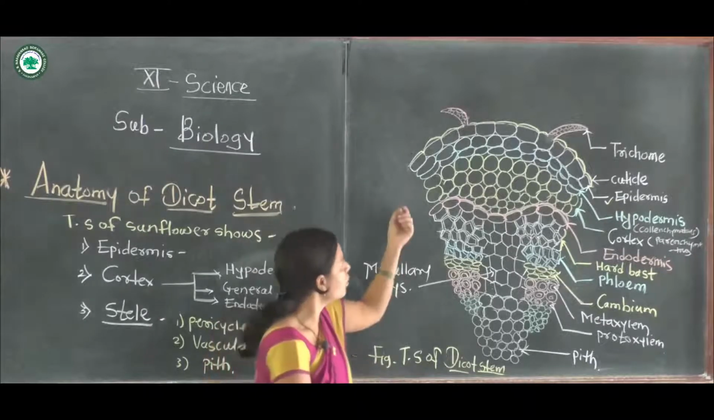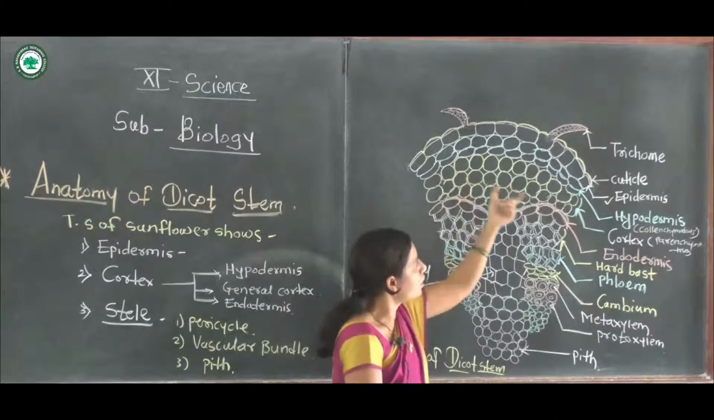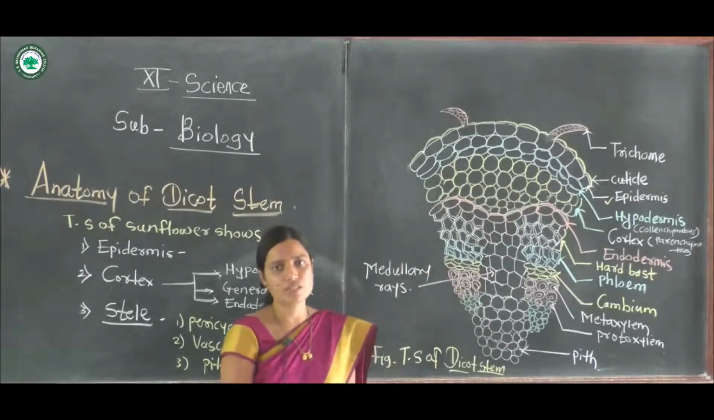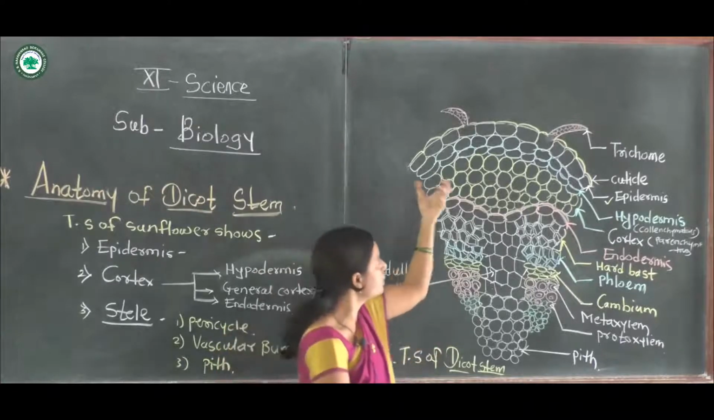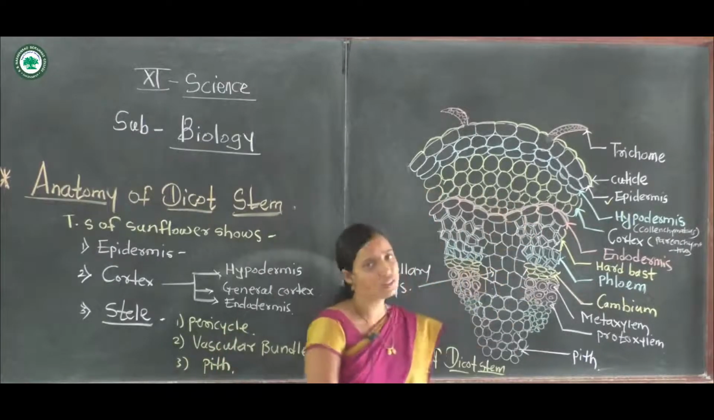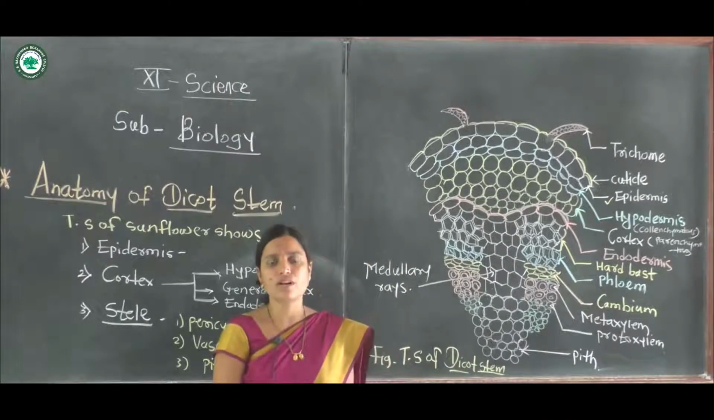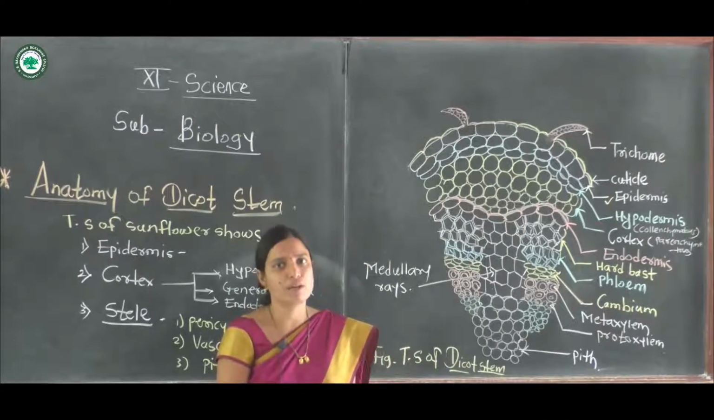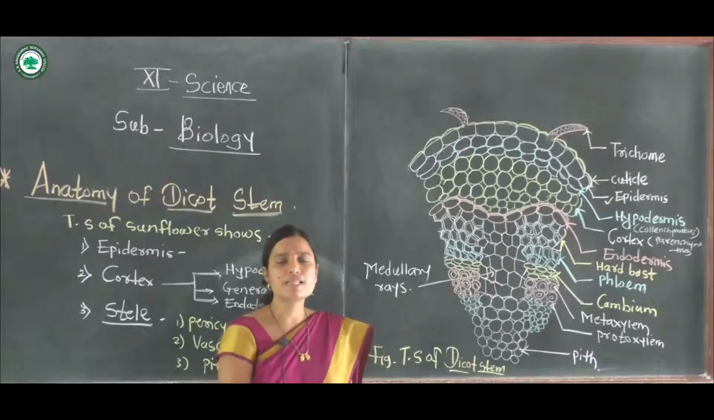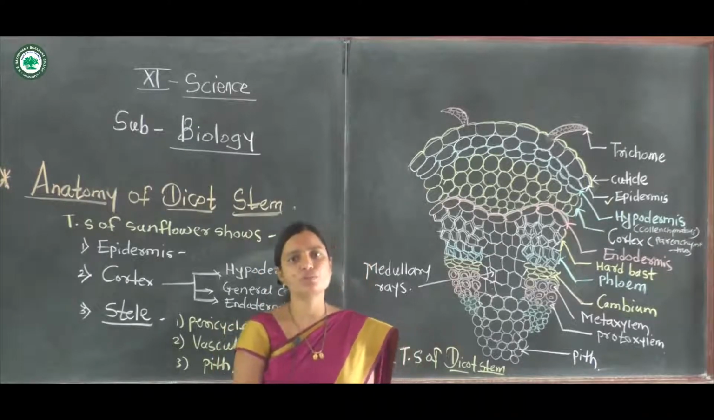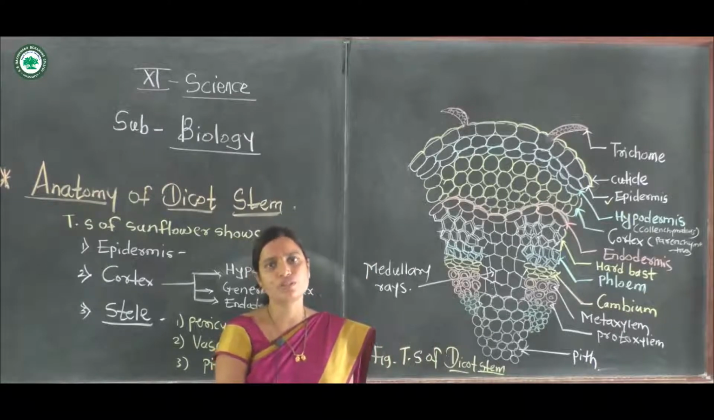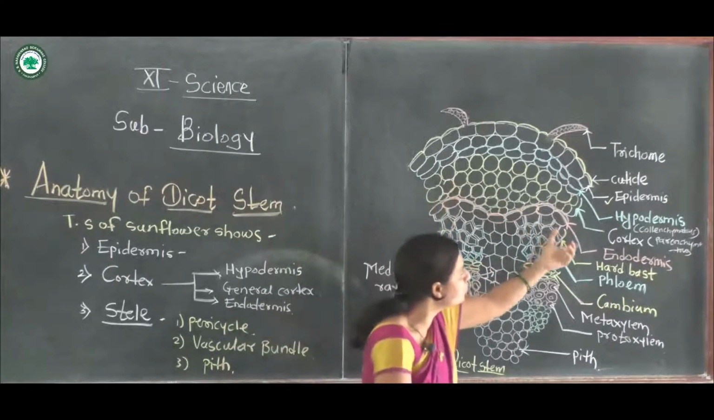Now the next layer is the general cortex. The cortex has several layers, five to seven layers in the cortex region, and this region is called the general cortex. The general cortex cells are made up of parenchyma tissue, and the most important function of this parenchyma is the storage of food material.